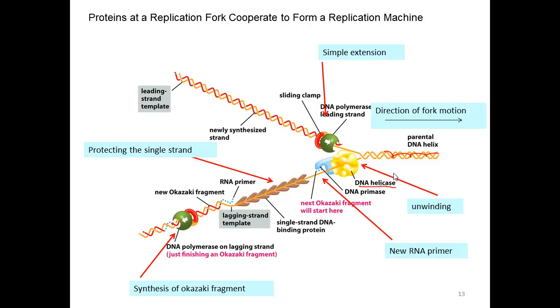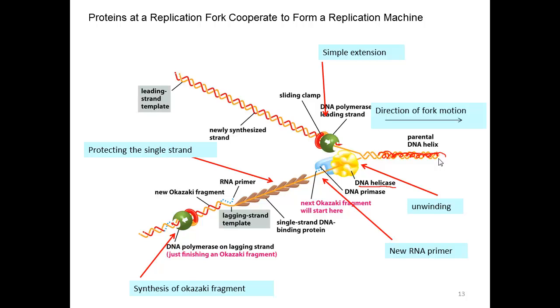If you would just pull the strands apart without unwinding the DNA, then the part of the DNA ahead of you would get wound up even tighter, supercoiled, and eventually you would have a situation in which you could not continue. We'll see on the next slide how DNA helicase goes about unwinding the strand.